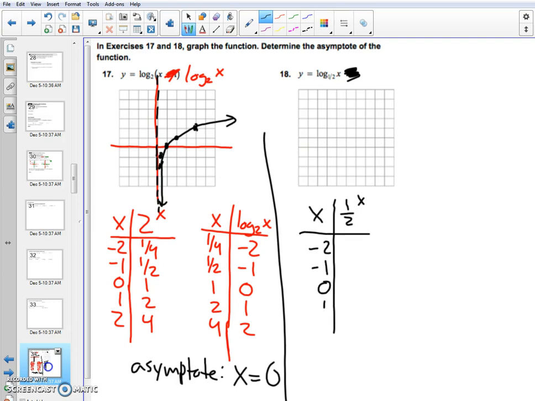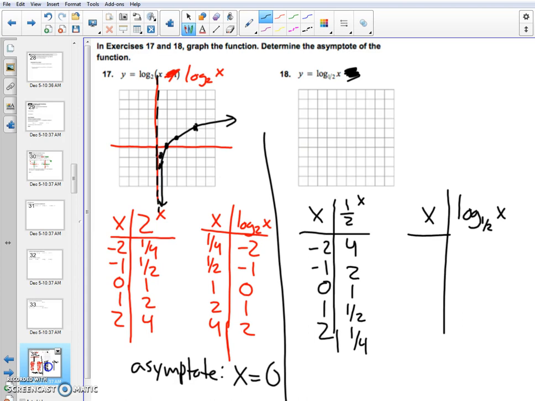So I'm looking at my normal x values, and then I'm plugging in. So let's see, 1/2 to the -2 is going to be 4. 1/2 to the -1 is 2. 1, 1/2, and 1/4. Okay, so I'm not going to graph that one, but that's now going to give me the table for log base 1/2 of x, because those bases match up. And now I'm just switching the points. Okay, so now we can go ahead and plot those.